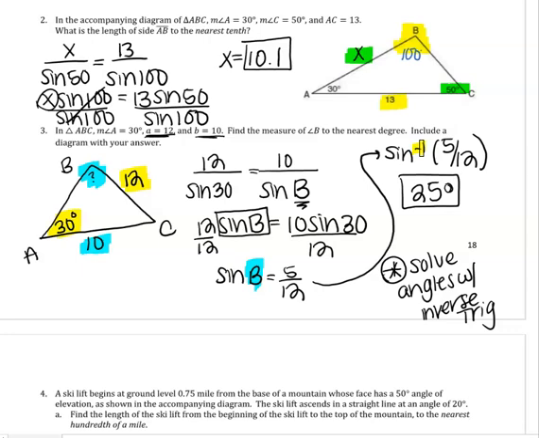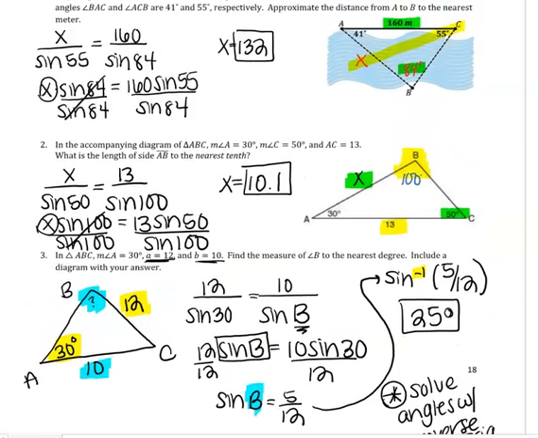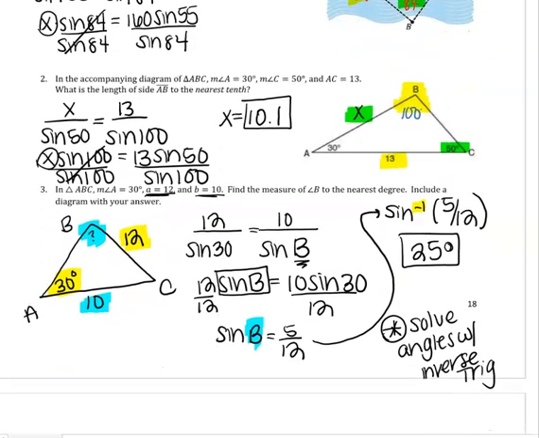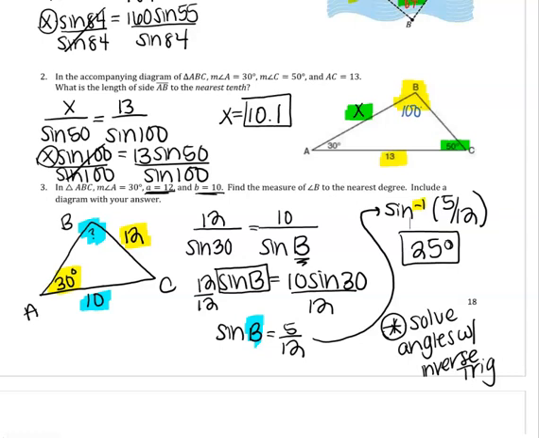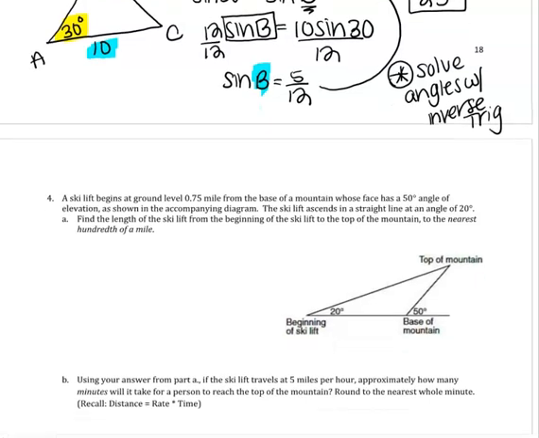Okay, so that's our first 3 examples of law of sines. The first 2 were solving for a missing side. Question 3 was solving for a missing angle. All right, let's go on to some more word problems. So on the next page.